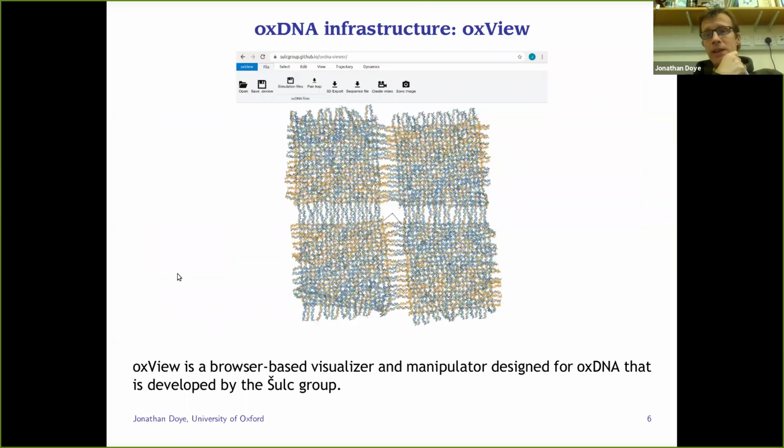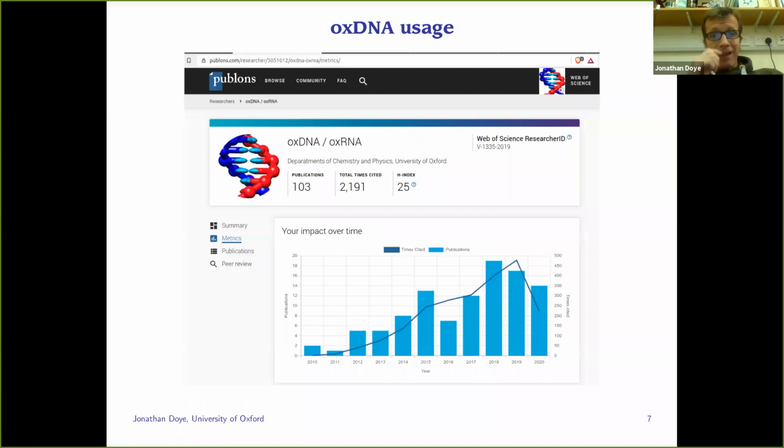And I would particularly highlight this new tool that came from Peter's group at Arizona State called oxView, which is a browser-based visualizer, but also a manipulator. So you can actually start changing your structure in oxView and pulling things together. It's a very powerful tool and has made a lot of things associated with DNA origami much easier to do. Here's just an example of 4 origami tiles on a surface that I've just happened to have loaded in. And it is becoming increasingly used by both the DNA biophysics community and DNA nanotechnology community.